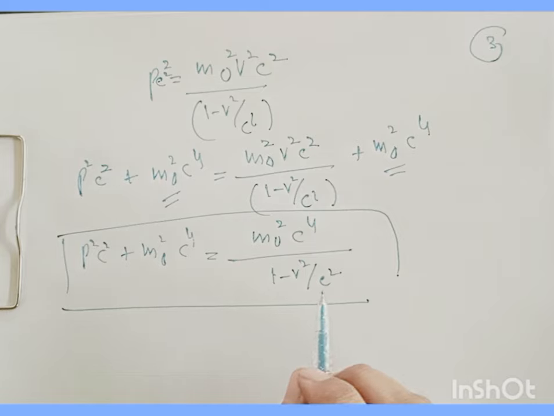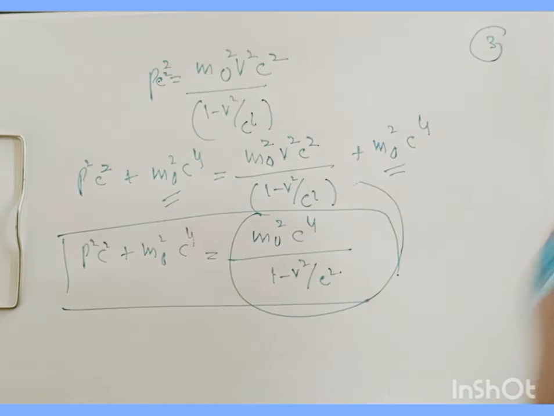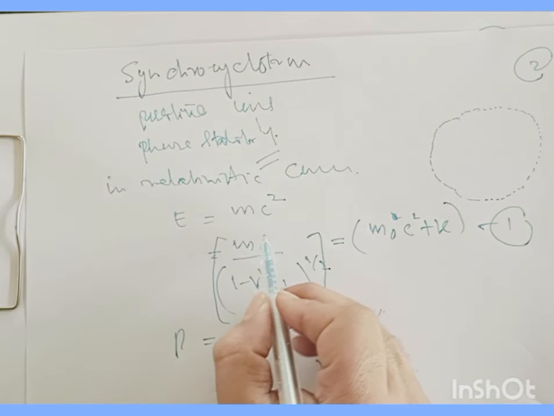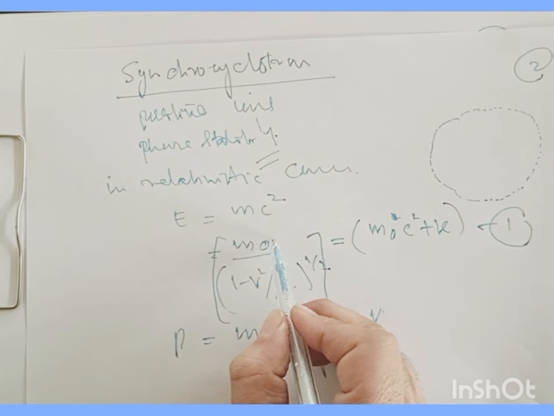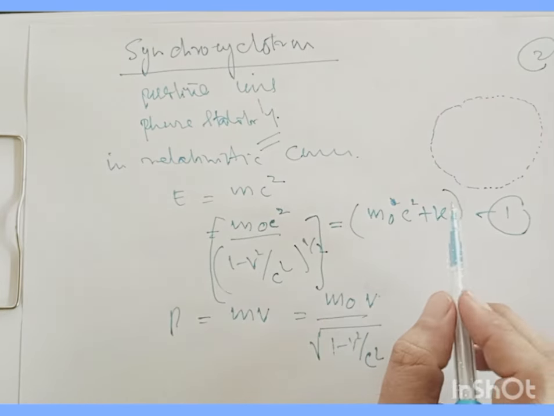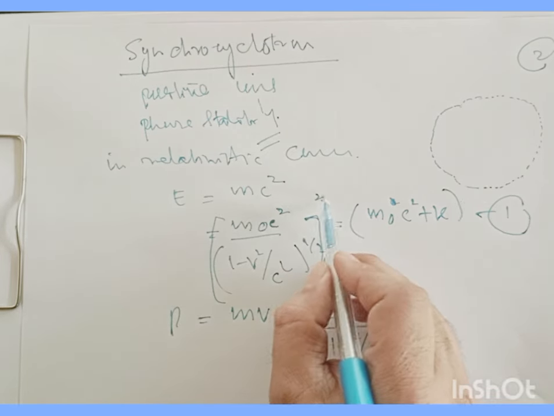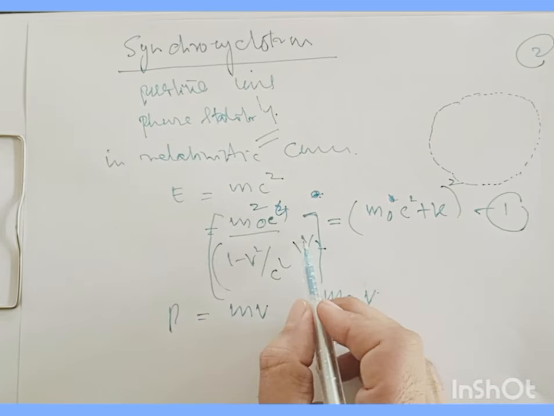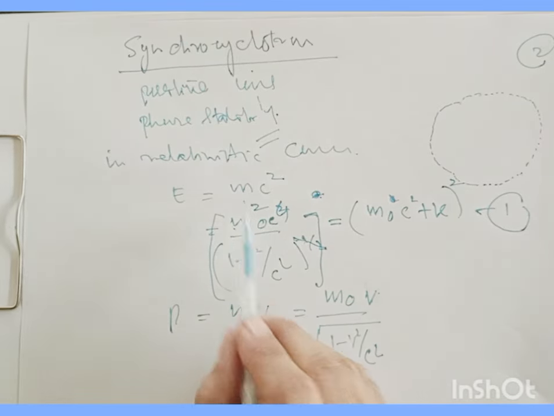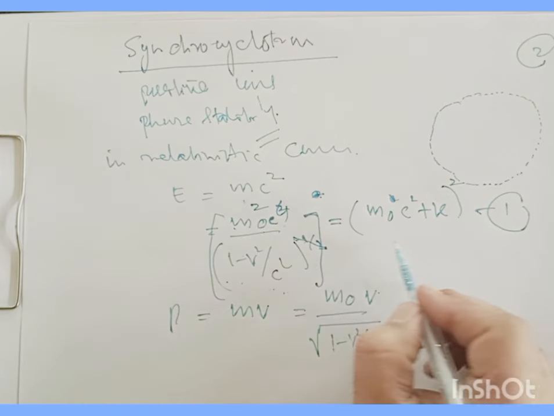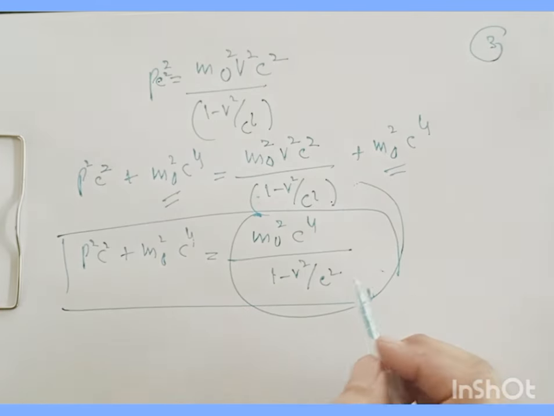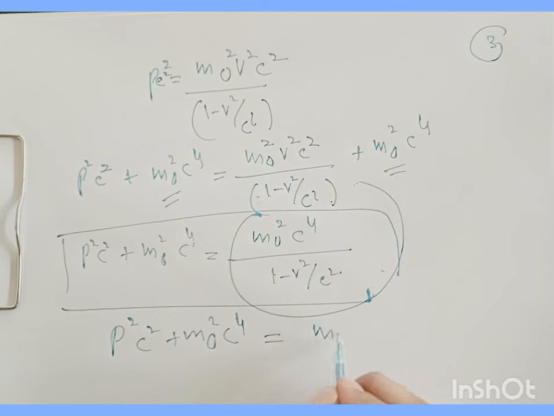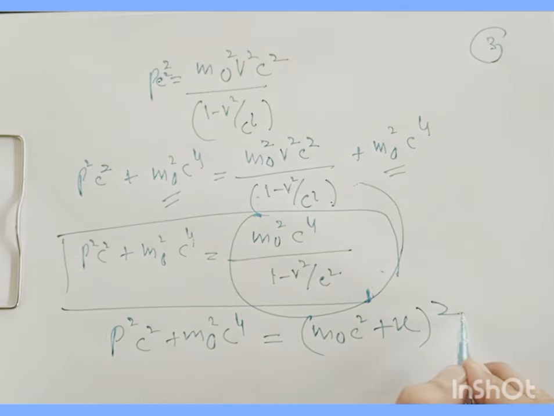All right. Since this thing is already there, if I take the square of this, c squared is here. If I square it on both sides, this will become 4, and this will become m naught squared, and this root and the square will cancel. So m naught squared c to the power of 4 by 1 minus v squared by c squared is simply m naught c squared plus K, whole squared. So instead of this, I'm going to use m naught c squared plus K, whole squared. That should be the case.